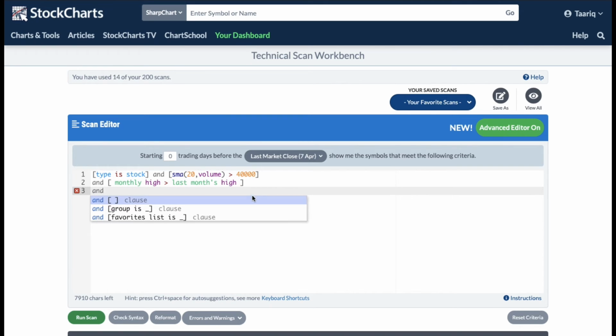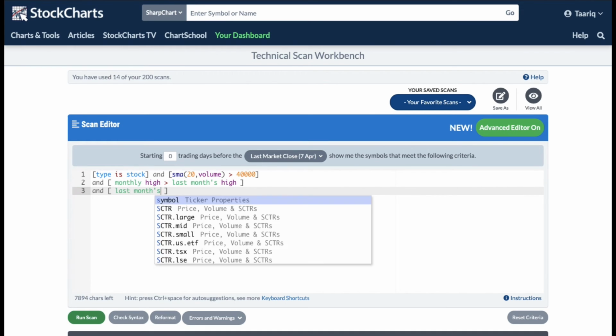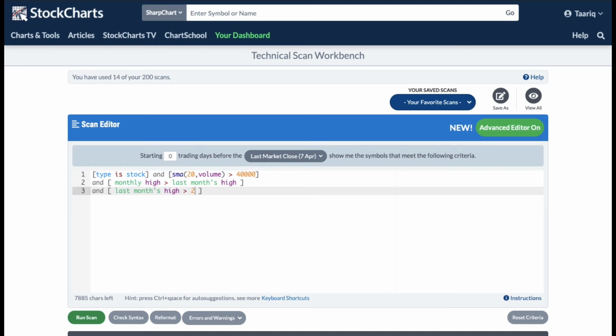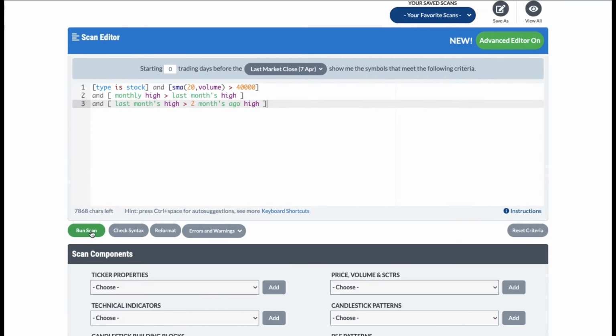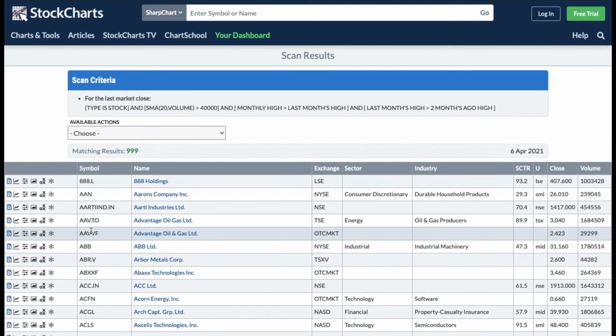Last month's high, and then we don't want to stop there. We want to do it again, and we want to see that last month's high is greater than 2 months ago for the high, right? And you can keep going back, but we'll do it for just these 2 months, and let's run this scan, and you'll see there's a bunch of results.